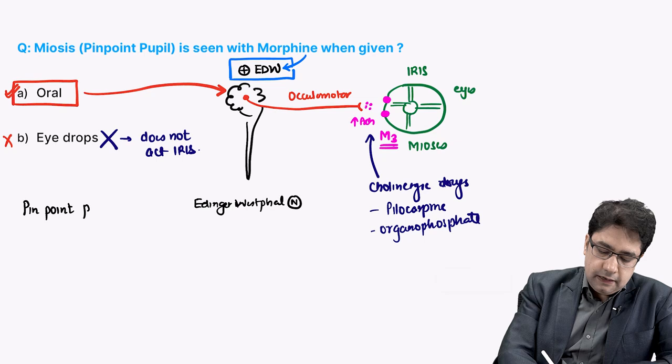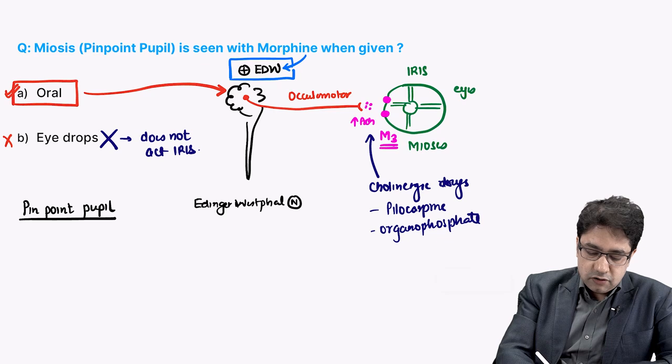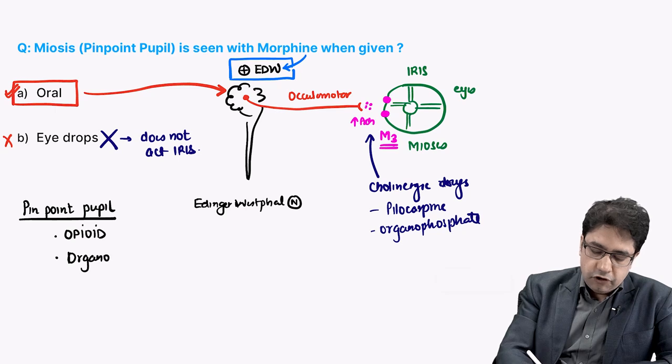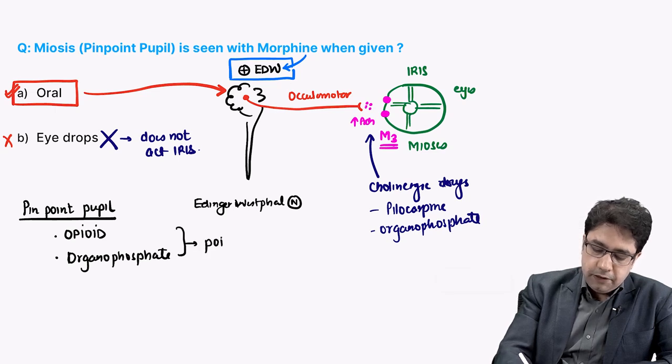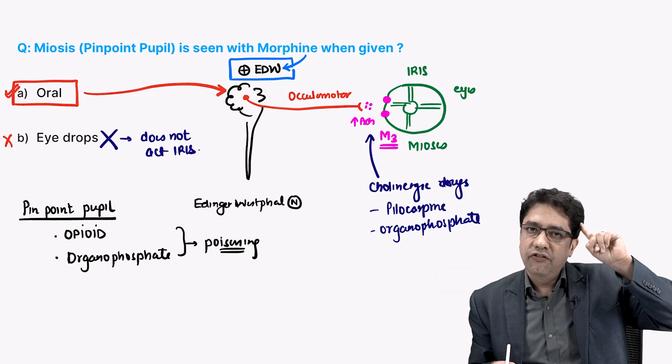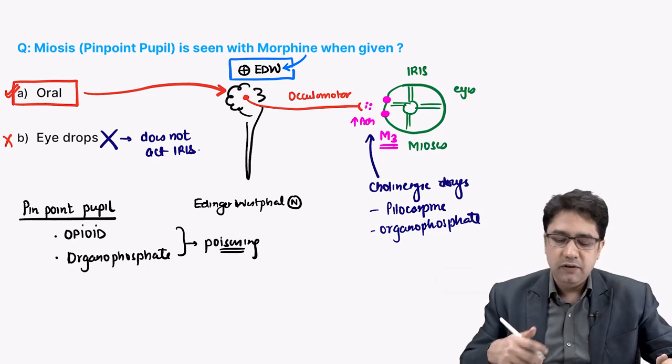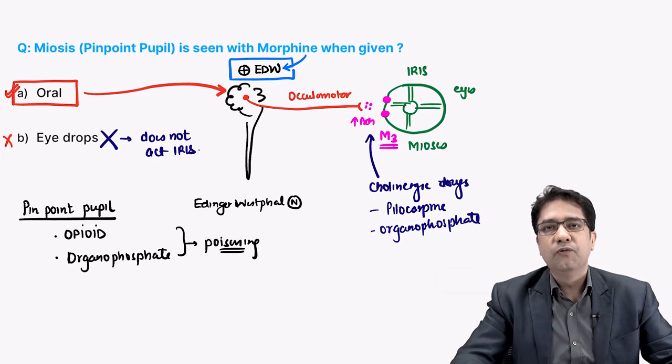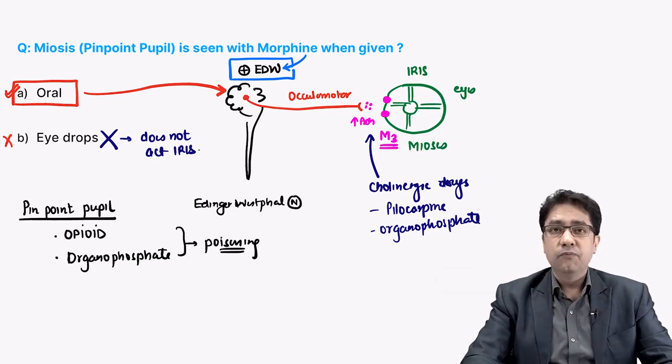Pinpoint pupil is seen in the poisoning of, first, opioid poisoning, and second, organophosphate poisoning. So, in these two poisonings, pinpoint pupil is seen, but the reason for the pinpoint pupil is different. Morphine acts on the brain, the Edinger-Westphal nucleus, which will stimulate the oculomotor nerves. Now, this is about morphine.